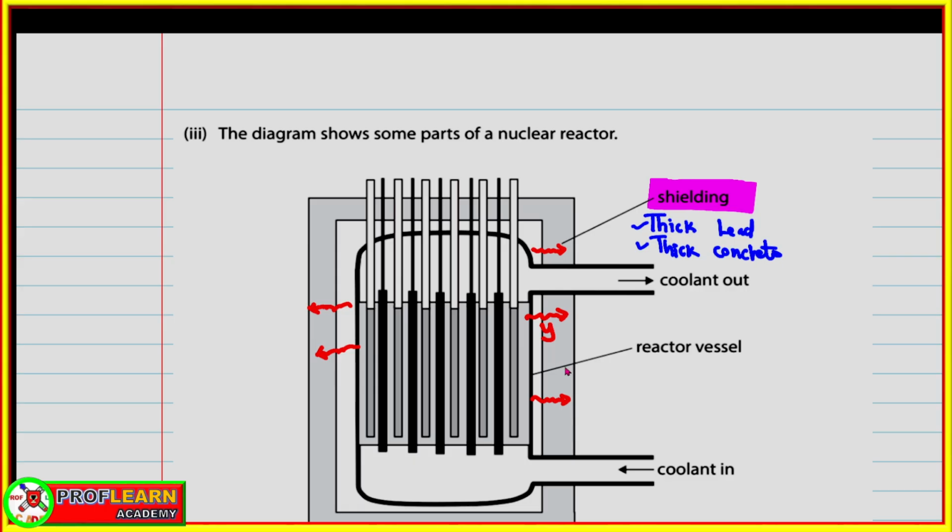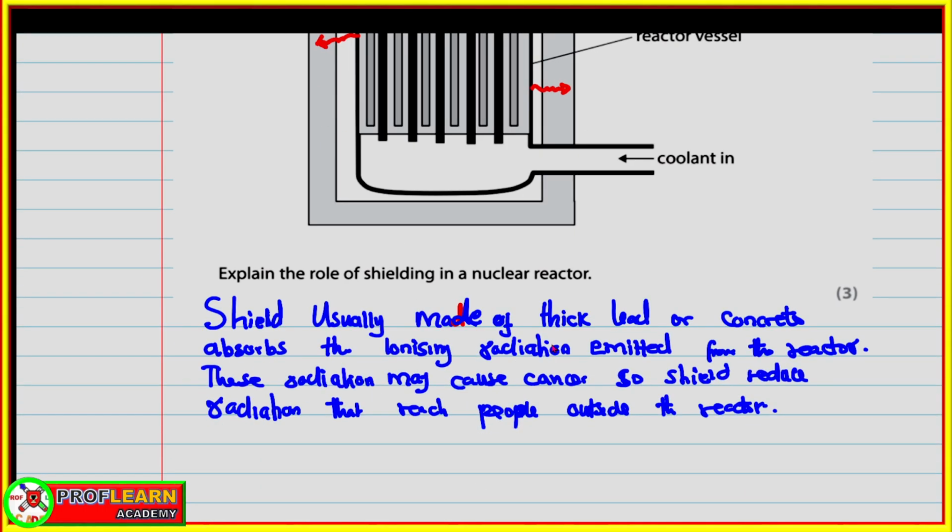We have gamma radiation, which can penetrate lead but can be stopped when the lead is thick. So the shield is made of thick lead or concrete, and this absorbs ionizing radiation emitted from the nuclear reactor. This radiation may be harmful because it may cause cancer. So the shield reduces the amount of radiation that reaches the people outside the reactor.